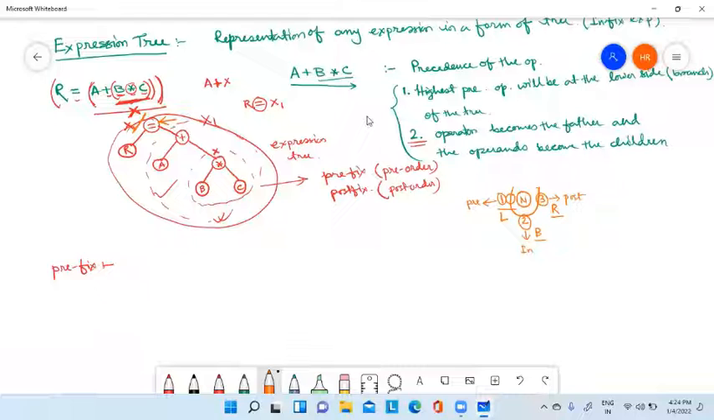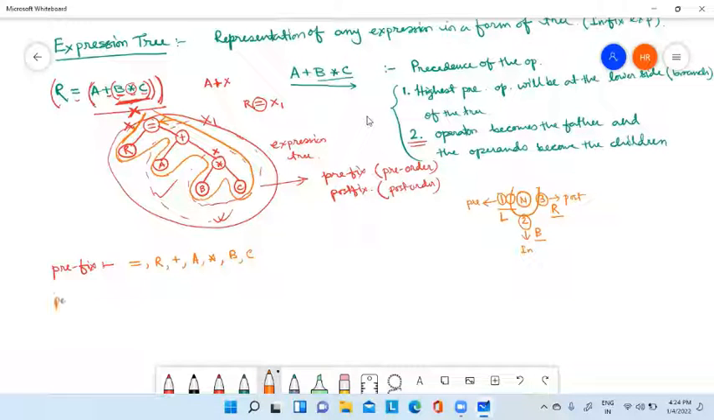Now please tell me, what is the pre-order or prefix for this particular expression? So I am moving from this. So first equal, then r, okay, then plus, then a, then star, then b, then c. Done.